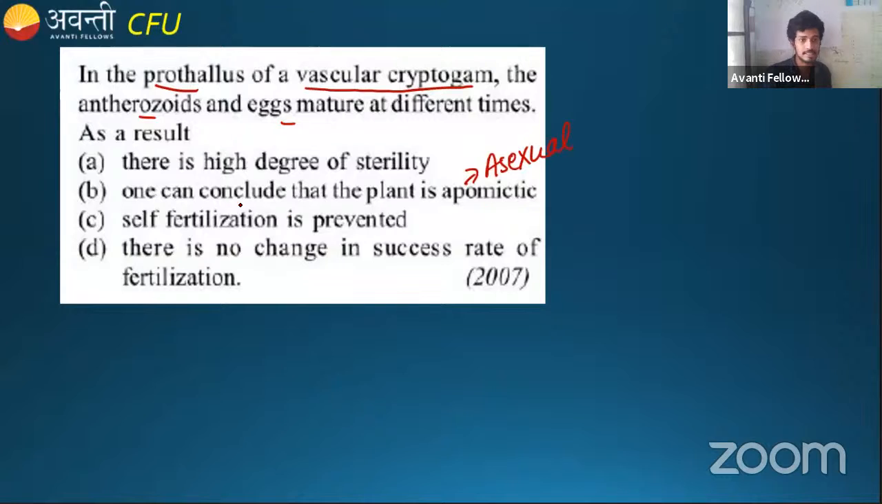We will see that in a later class. Self-fertilization is prevented. There is no change in success rate of fertilization. Just think about it. I will launch the poll.